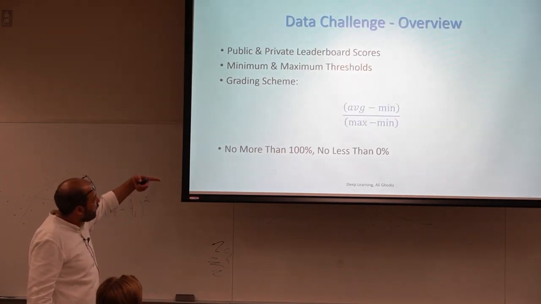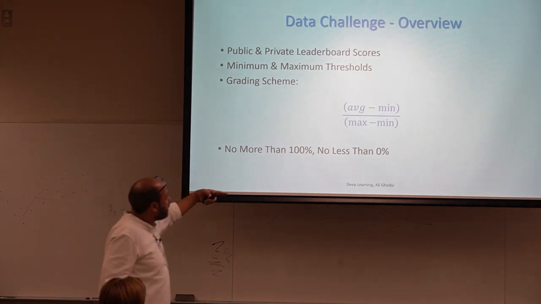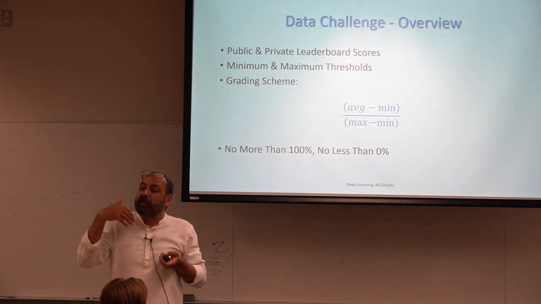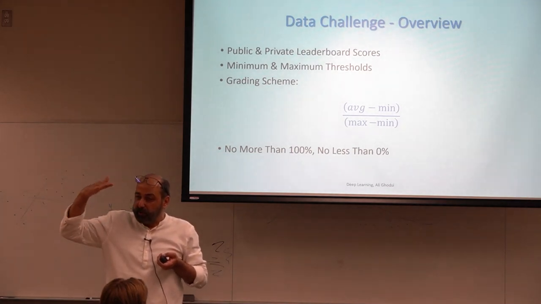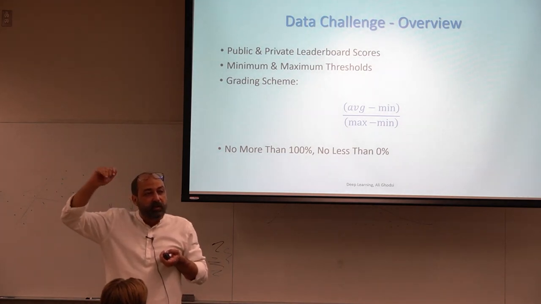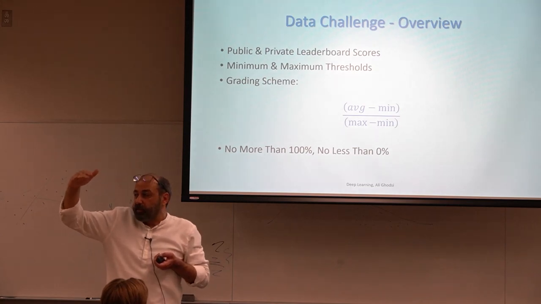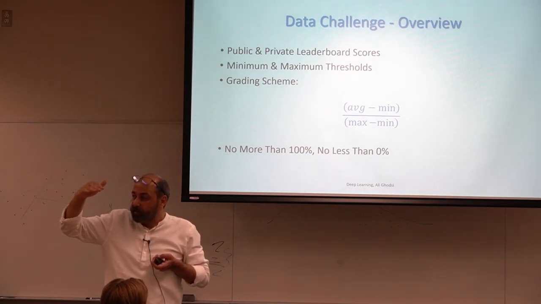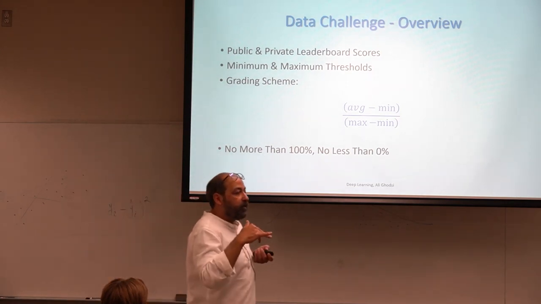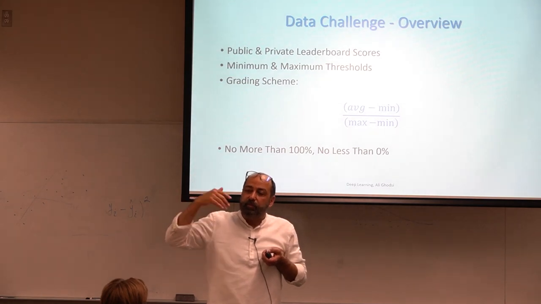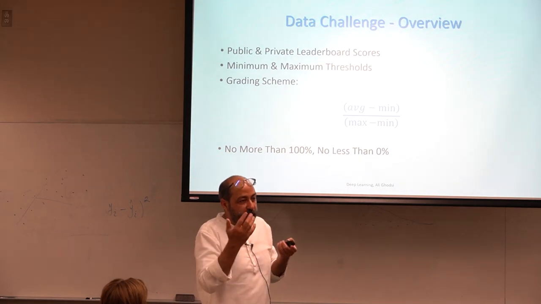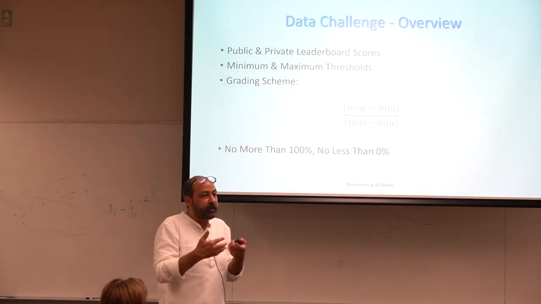As I said, the way that we score the data challenge is based on minimum threshold and maximum threshold. When we release a data challenge, we announce the minimum threshold, but we don't announce the maximum threshold. The minimum threshold means if you have less than this performance, then you don't get any score, any mark. We don't announce a maximum threshold to keep the spread of competition alive. People can make the model better, make it better.